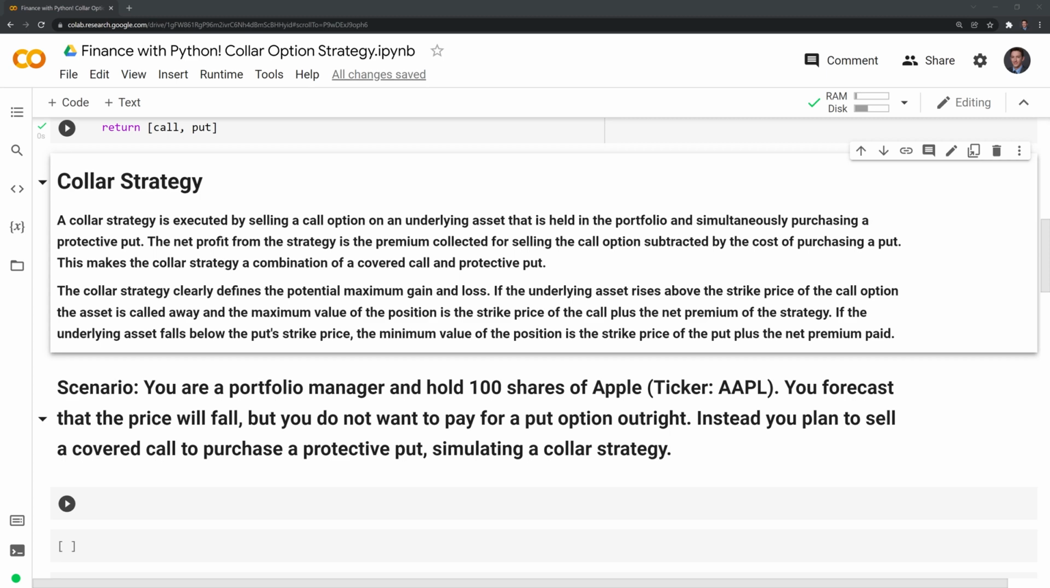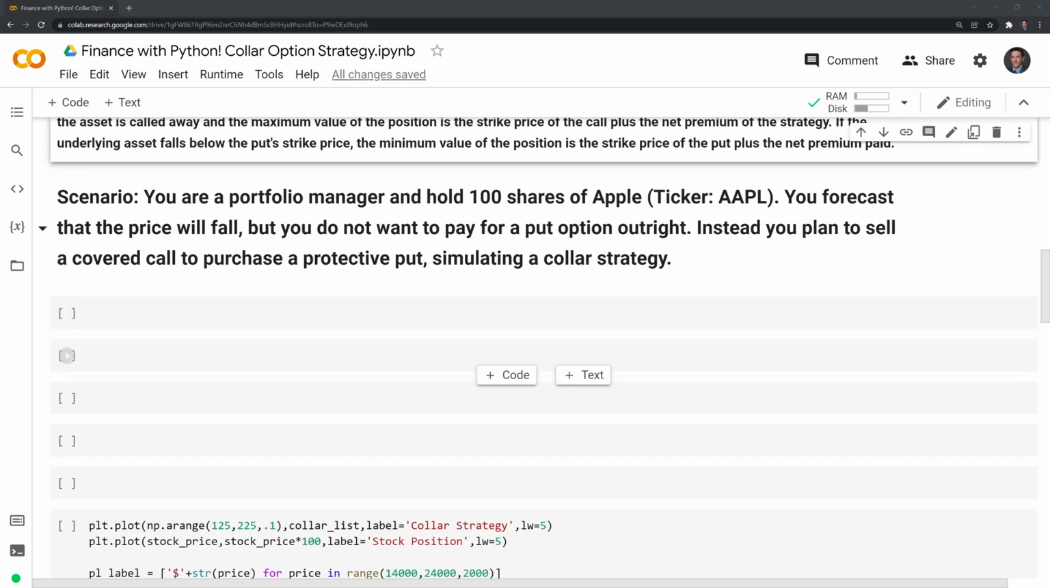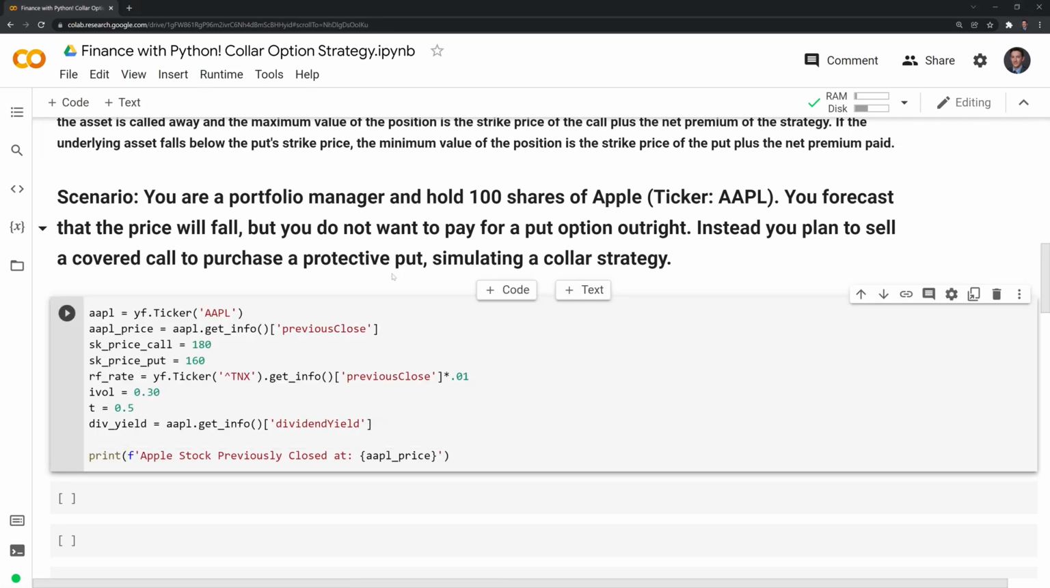And let's get into actually simulating this within Python to get a better idea of how this works. What we'll do first is we are going to create a variable called AAPL, and this is going to use yfinance and the Ticker object, which is going to allow us to pull all the data from Yahoo Finance. We'll get the current stock price of Apple shares.